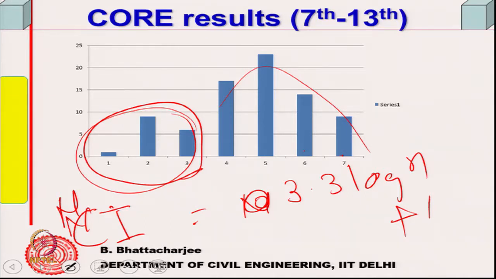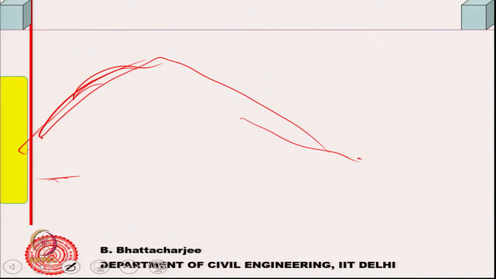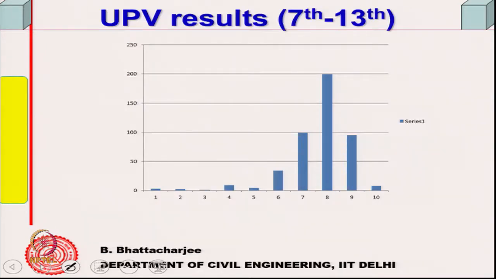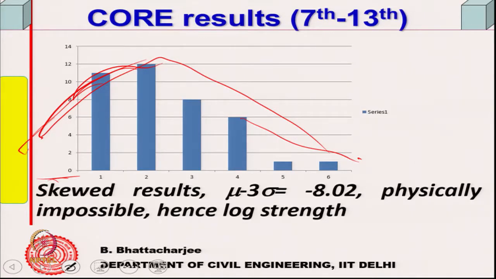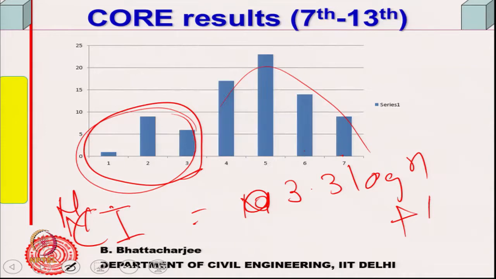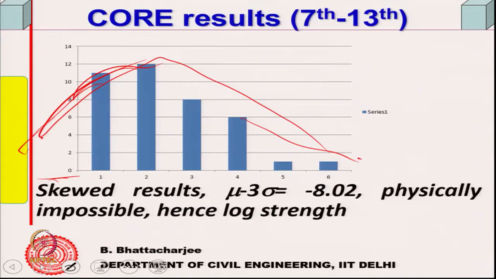So, even if it was 454, how many number of class intervals I should have, I should have 10. So, that is what we do, we do 10 class intervals. For core the number of cores was less, and when we do log strength we plotted now, we find 2 peaks, because the normal strength plot was not giving me a good one, because it was skewed to the standard deviation minus 8.72, which is infeasible.